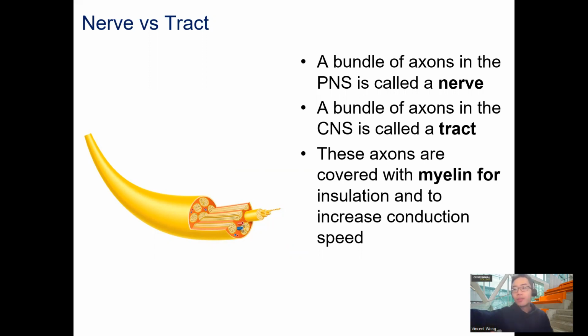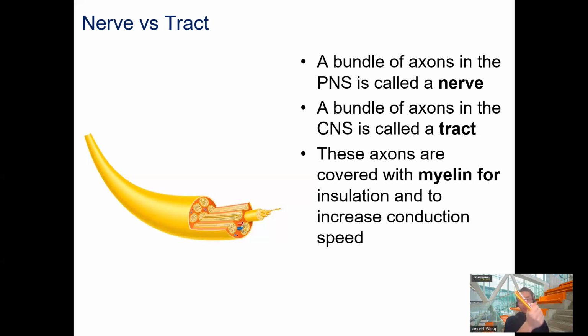Okay. So if you take a look at my pencil here, that's like one axon. And if I have a group of axons, this bundle of axons, if you find this bundle in the PNS, outside of the brain and the spinal cord, we would call it a nerve. You probably heard people say you struck a nerve, right? So a nerve is a bundle of axons in the PNS.